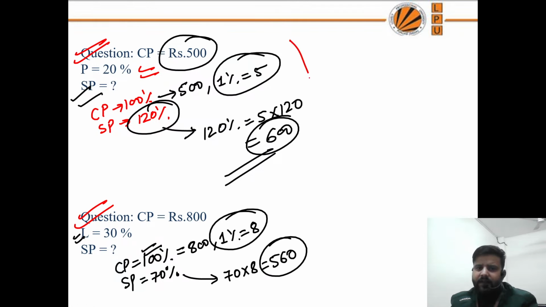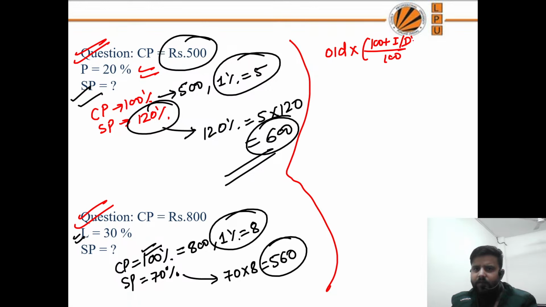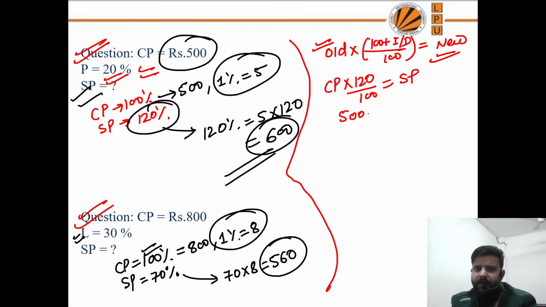Now let's do it with another method which we learnt in percentage. We learnt in percentage that old value into 100 plus minus increase or decrease divided by 100 will give you the new value. So old value here refers to CP, new value refers to SP. So here I'll write CP into 120 by 100, since 20% profit is there, is equal to SP. CP is given in the question, so I'll write 500 into 120 divided by 100, which will give you SP. So 0, 0 cut, it will give you 600 for your SP. It is the answer for this question.